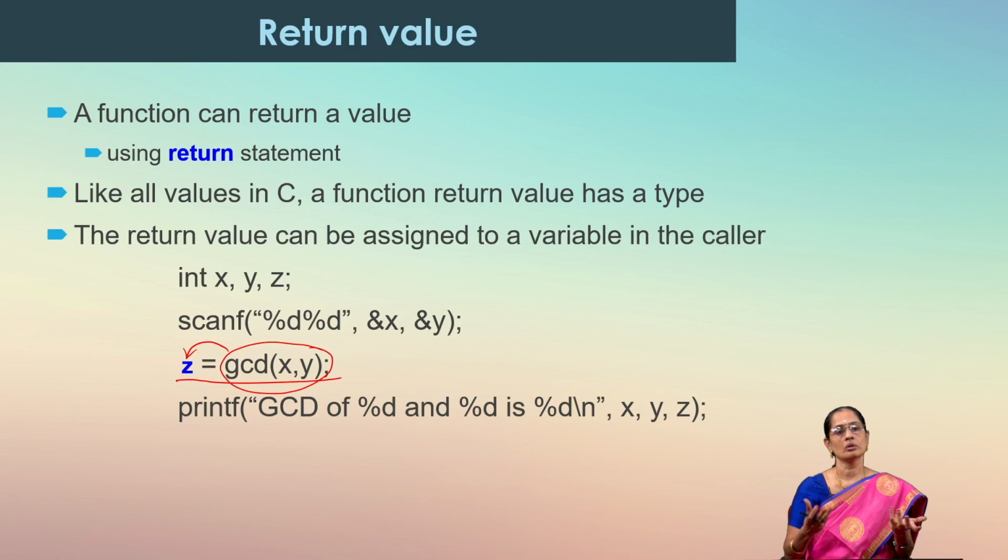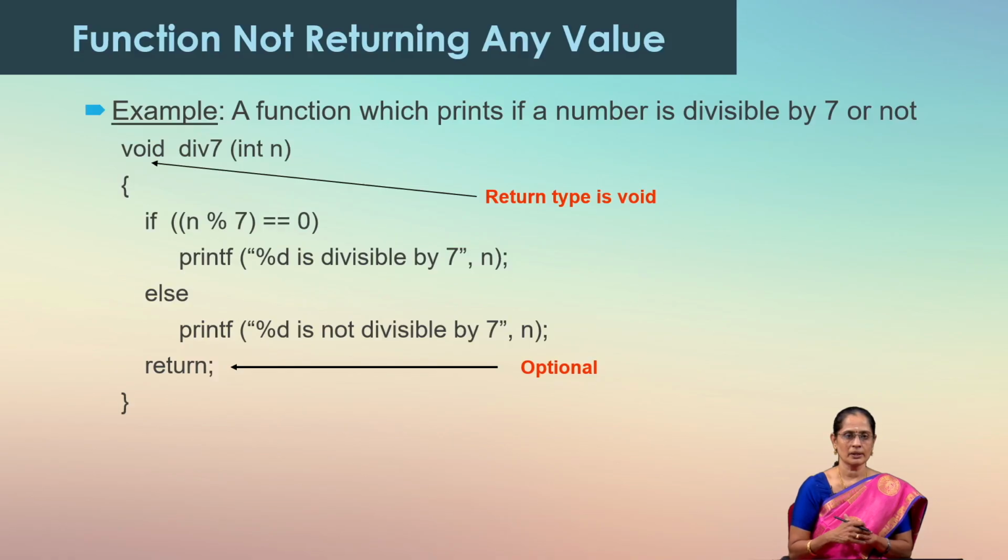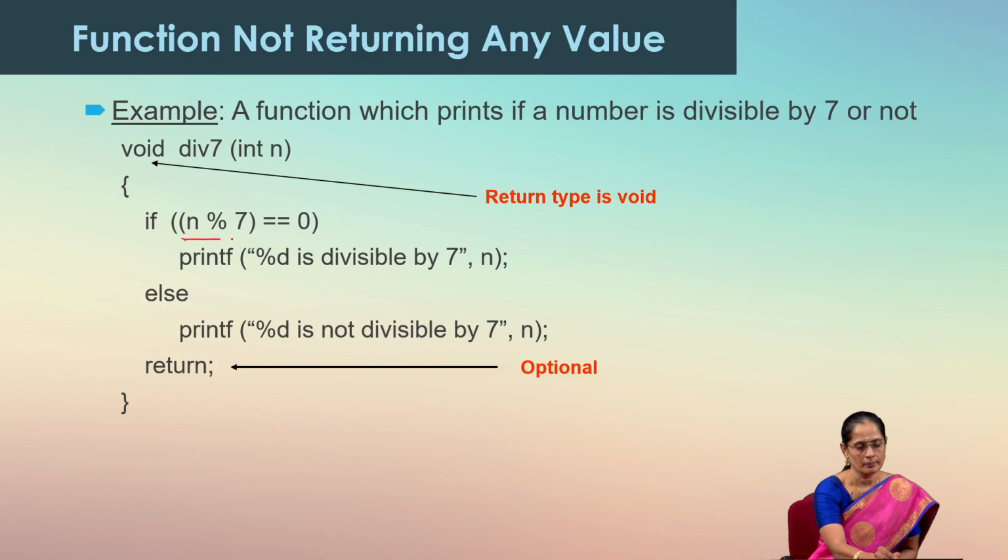What if there is no return value? It is okay if there is no return value, but the return type of the function should be mentioned as void. We will see an example for that. So, this is a function without any return value. It is a function which prints whether the number is divisible by 7 or not. The task is carried out inside the function body itself. It means we are checking whether the number is divisible by 7 with the mod operator.